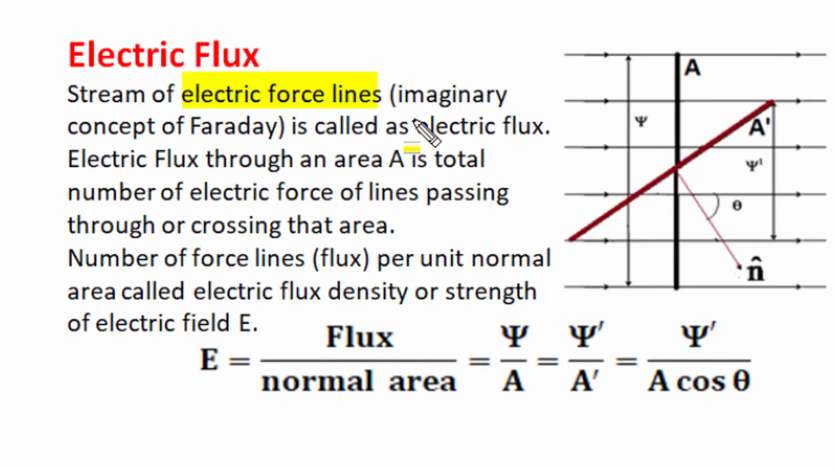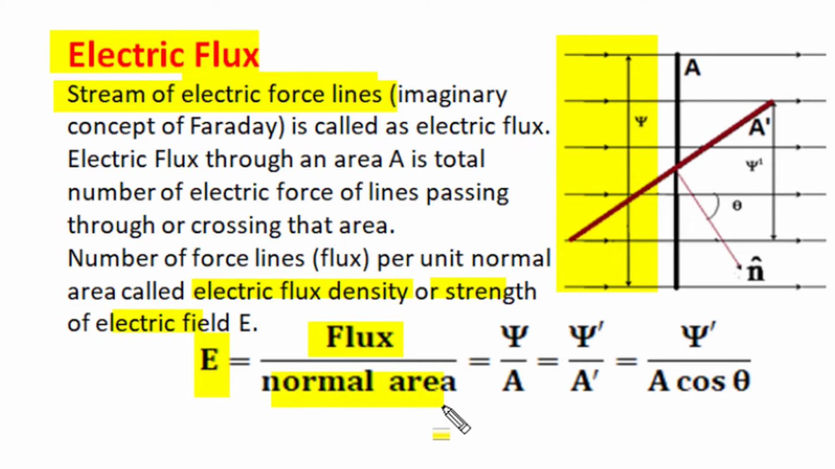Electric force lines is an imaginary concept given by Michael Faraday for pictorial representation of electric field phenomena. Now, streams of these electric force lines, or in other words, counting of electric force lines, is called electric flux. The electric flux passing through certain area A, denoted by this black diagram, is the total number of force lines which is passing through this area A, and number of force lines passing per unit area is called flux density or strength of electric field. So we can say electric field intensity is flux density or flux passing through per unit normal area.